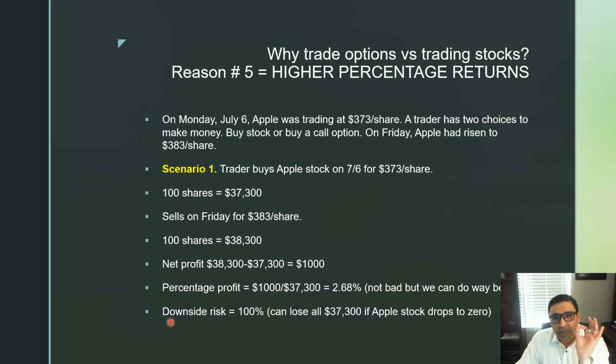And also, let's not forget that the downside risk is 100%. If Apple stock goes down to zero, because it's most likely not going to happen, but because of some theoretically catastrophic news or whatever, the trader can lose all $37,300 that he has invested. So the downside risk is 100%.